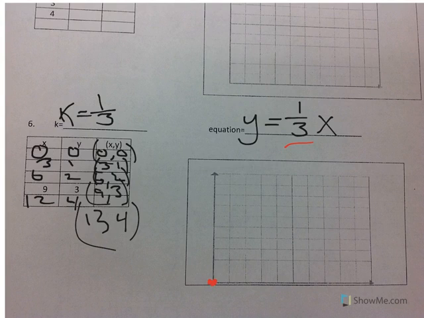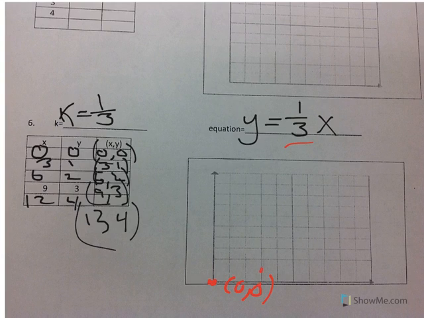So that's going to be my 0, 0. My next point is 3, 1. So I'm going to go over from my origin, 1, 2, 3. I'm going to go up 1. And that's going to be 3, 1. My next one is 6, 2. I'm going to go from my origin over 6. And I'm going to go up 2. That's going to be 6, 2.